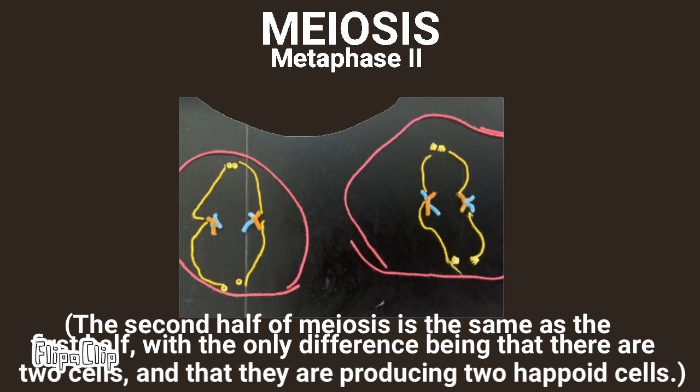Metaphase 2, just like prophase 2, is similar to metaphase in mitosis. Chromosomes, not homologous pairs, line up at the equator.